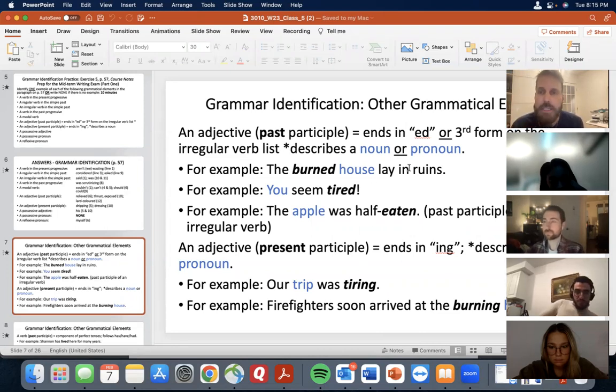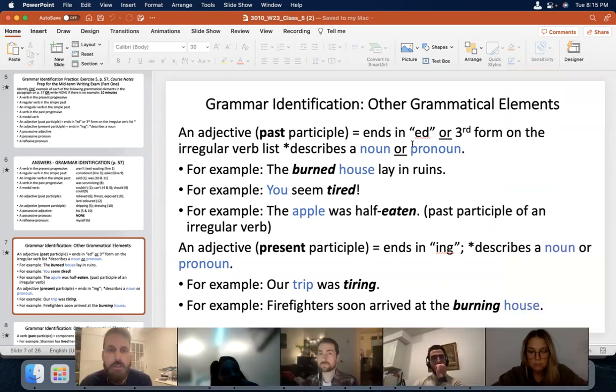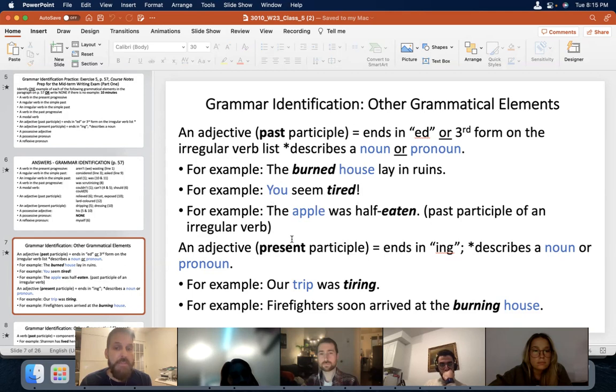So quickly, here, do you see grammar identification? Do you see the past participle here? It can describe a noun or a pronoun. Look here, the burned house lays in ruins. My past participle is here. It's an adjective. You seem tired. Again, that describes the person, you, so it's going to be an adjective. The apple was half eaten. Eaten describes the apple, so it's another example of the past participle as an adjective.